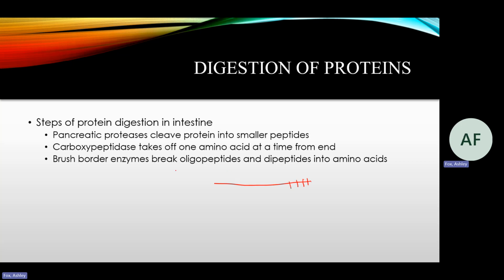And then, same as we saw with oligosaccharides and disaccharides, the brush border enzymes in the proteins break down oligopeptides and dipeptides, breaking them down into their building blocks, the monomers of amino acids.